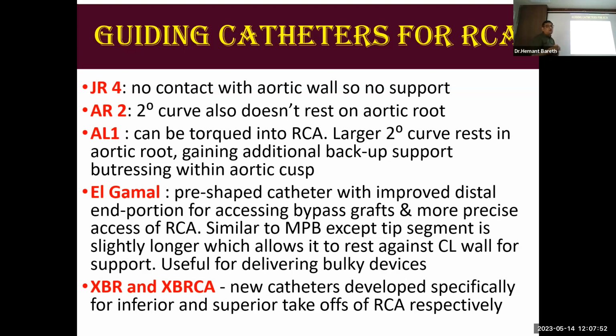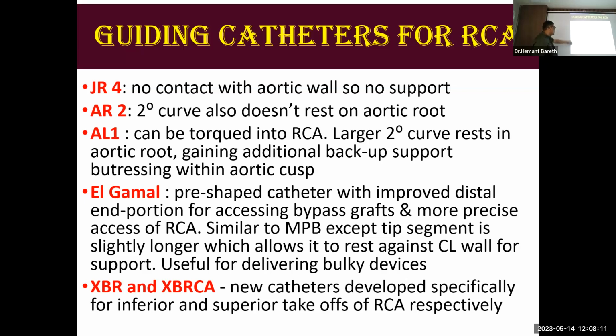So you might like to have a hockey stick catheter, which at least takes support from the base of the aorta. Or you might want to use an Amplatz catheter, which will take support from the contralateral valve and also the base of the ring. So Amplatz 1 is a very good catheter for this because it takes support from many places.